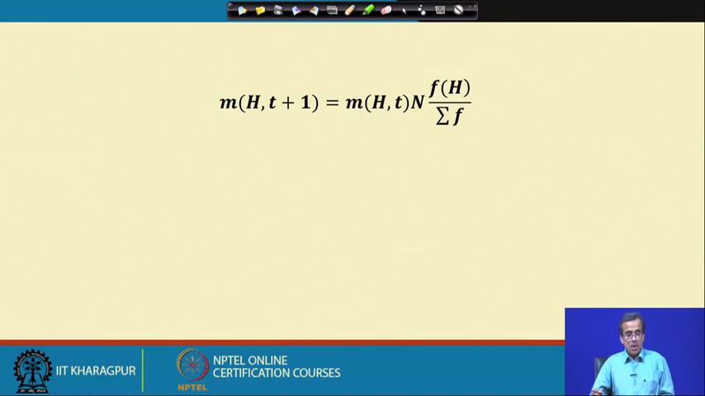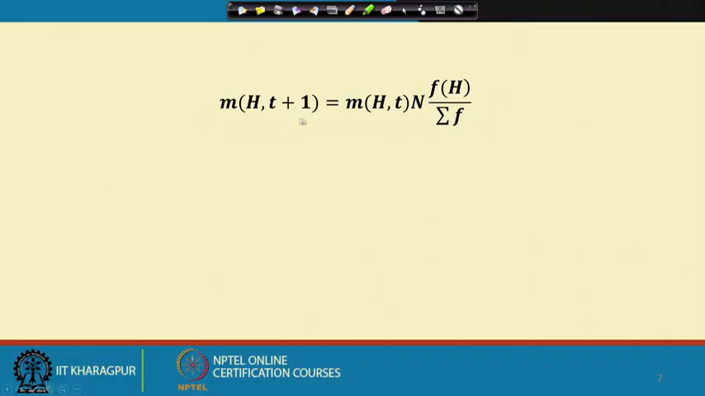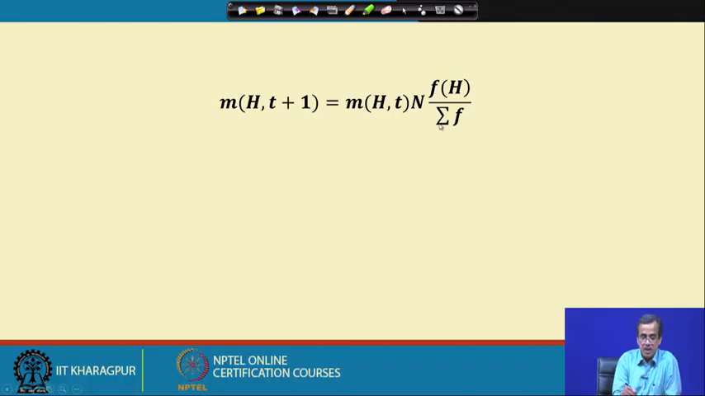Now, I can find out what will happen to the schema H at the (t+1)-th iteration if I know m(H,t). So, if I know how many strings follow a particular template at the t-th iteration, I can find out what will happen to this schema H in the next iteration using this expression. So, m(H,t+1) is nothing but m(H,t) multiplied by n multiplied by f(H) divided by summation F. Now, how to arrive at this expression?